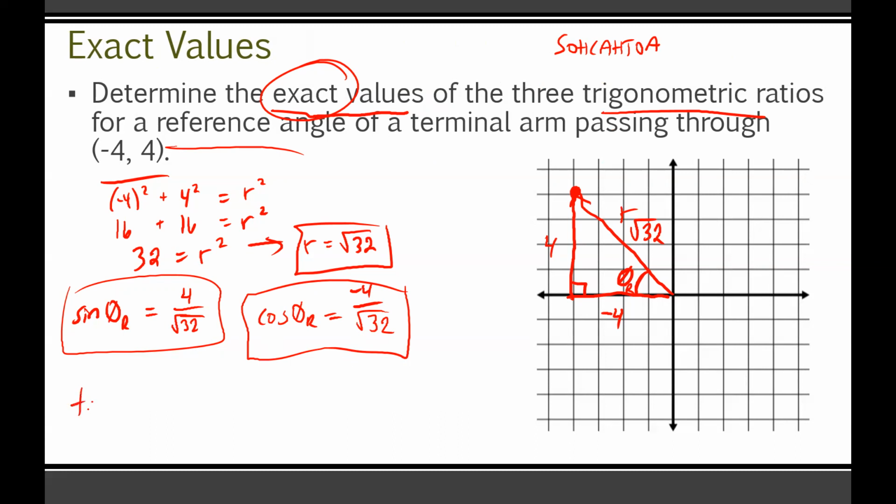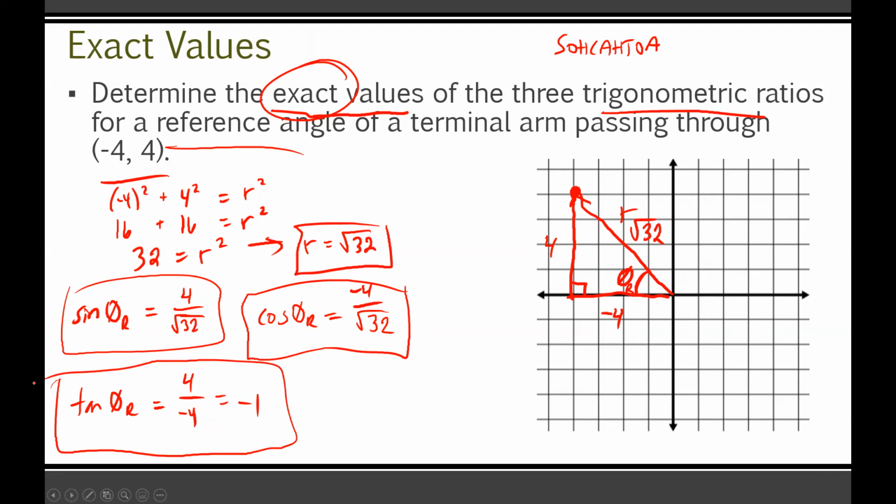Last one, tangent. Tan theta r. Well, remember, tan is opposite over adjacent. The opposite side is 4. The adjacent side is -4. And you could leave it as that, but let's not be totally lazy here. 4 divided by -4 actually has a pretty easy answer. That's just -1. So why don't we just simplify that? We might as well. The other ones couldn't be simplified. They were too complicated. So let's leave that as -1. And I think we're good right there.